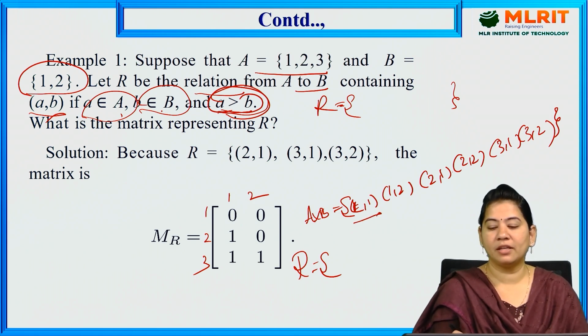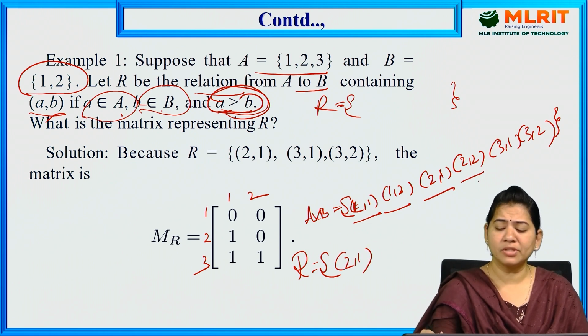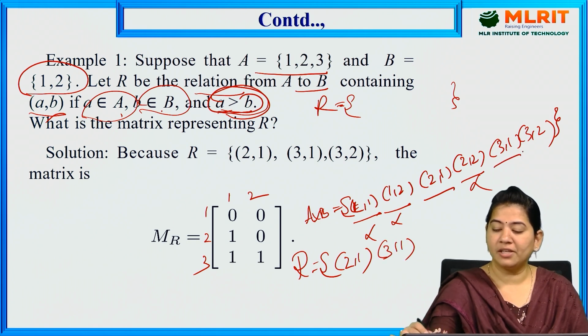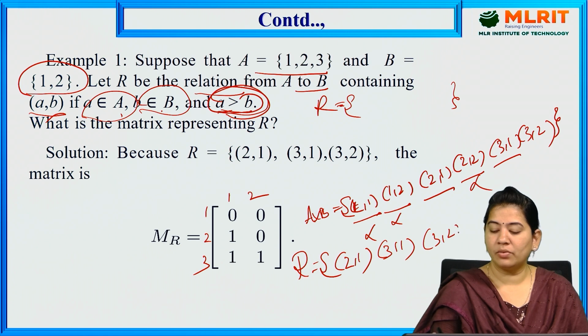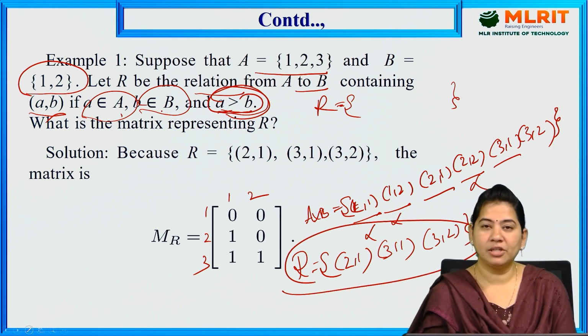1 is not greater than 1. 1 is not greater than 2. But 2 is greater than 1, so you can include it. 2, 2 is not greater than 1 here. 3 is greater than 1, so you can include it here. And even 3 is also greater than 2, you can include it here. So this is the relation you are getting here based on the condition given here.